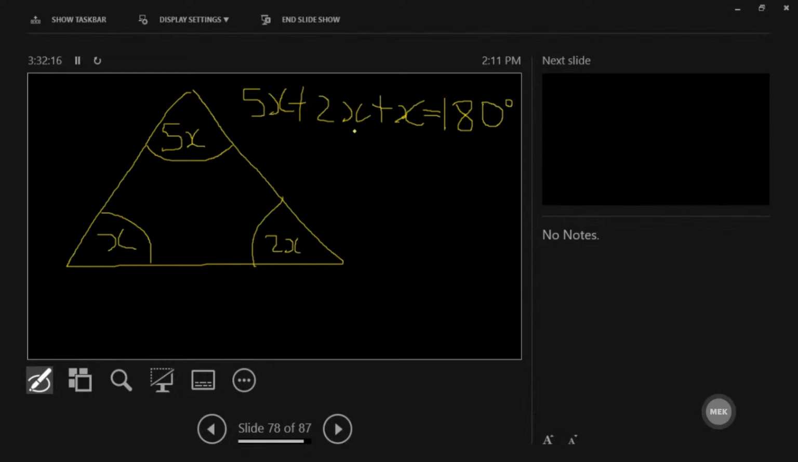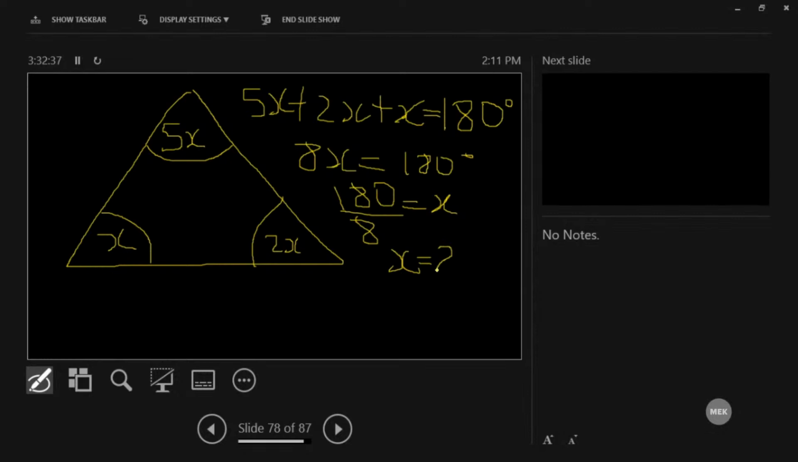5x plus 2x plus x, that's 8x. So 8 times what gives 180? So we're going to divide 180 by 8, and we'll get the value of x. So 8 into 18, 2 times. Remainder 2, 8 into 20, 2 times. Remainder 4, 8 into 40, 5 times. So 22.5. So this is just x.